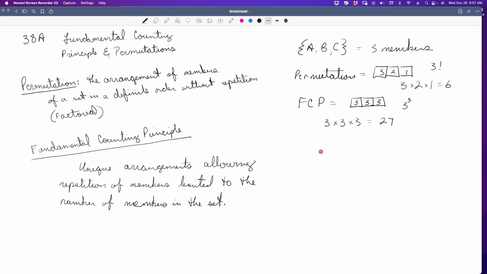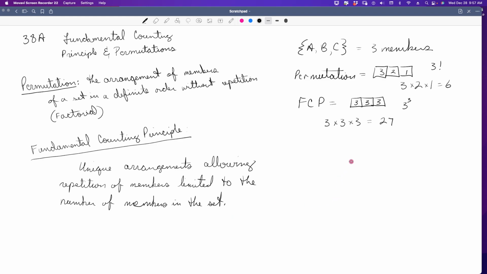So the difference between a permutation and the fundamental counting principle: with permutations, there is no repetition allowed. The fundamental counting principle allows unique arrangements, but it allows repetition. So unique arrangements allowing repetition of members, limited to the number of members in the set.